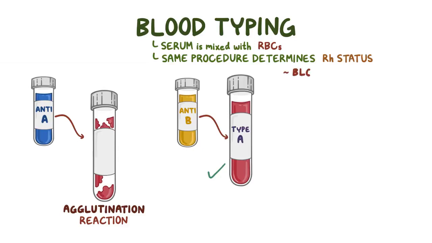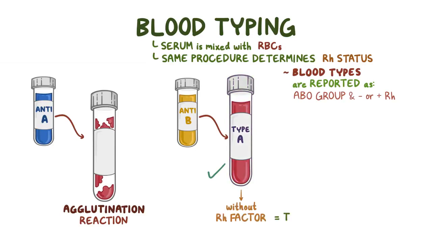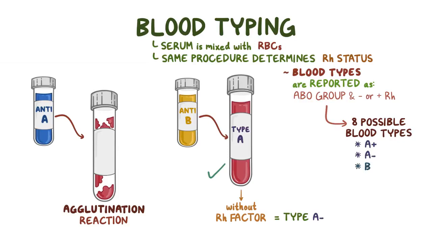After the test, blood types are reported as the ABO group and then either negative or positive depending on the Rh status. For example, a person with type A blood and without Rh factor would be called type A negative. So, if we combine the ABO and Rh classifications, we get 8 possible blood types: A positive, A negative, B positive, B negative, AB positive, AB negative, O positive, and O negative.